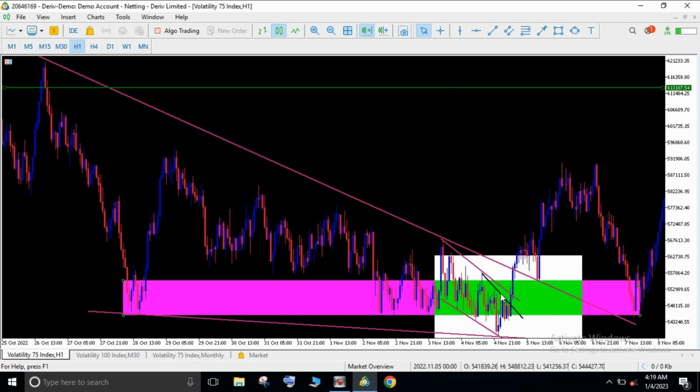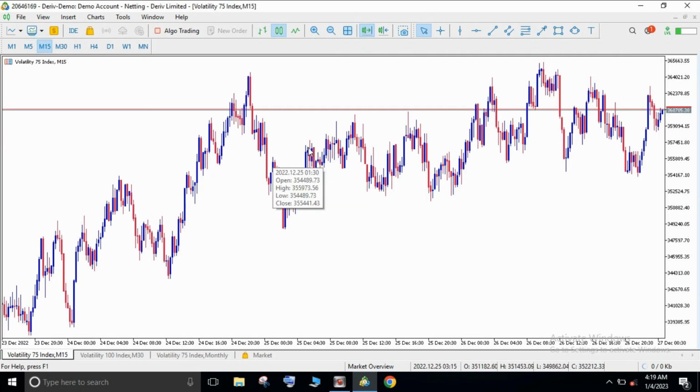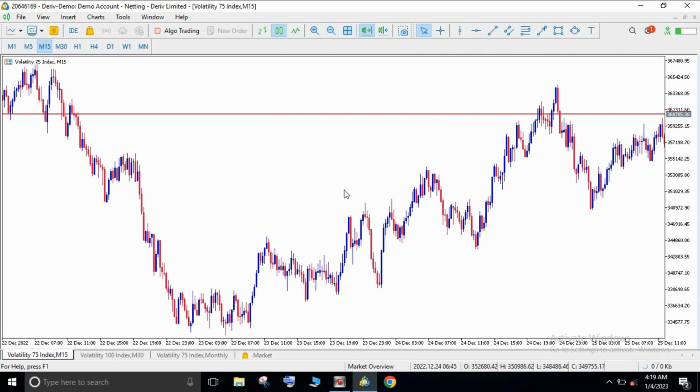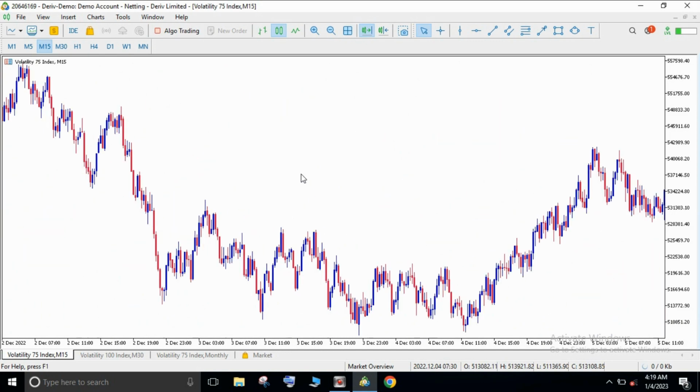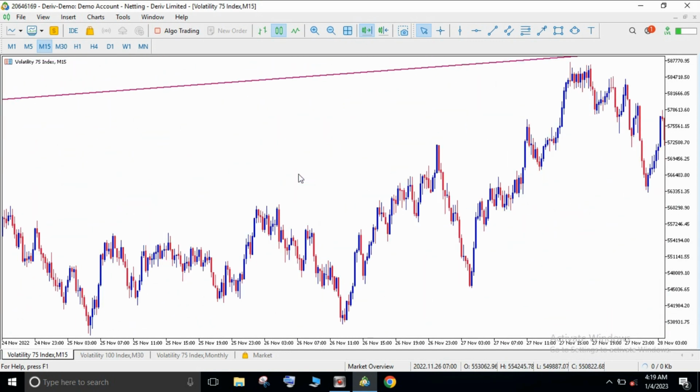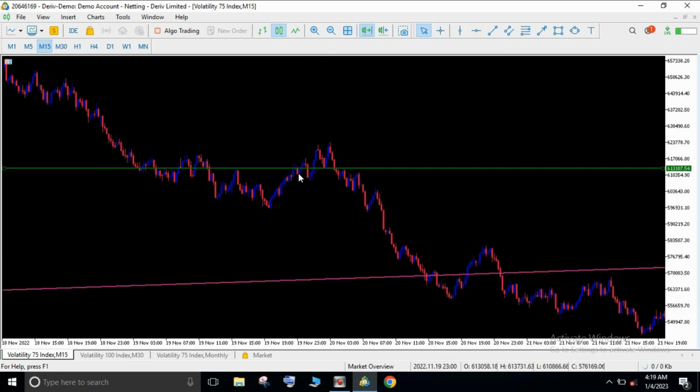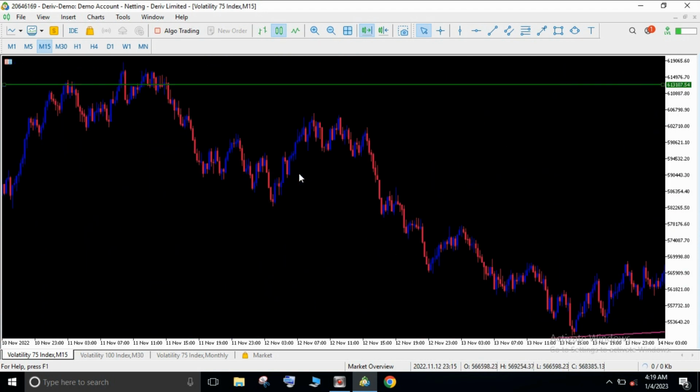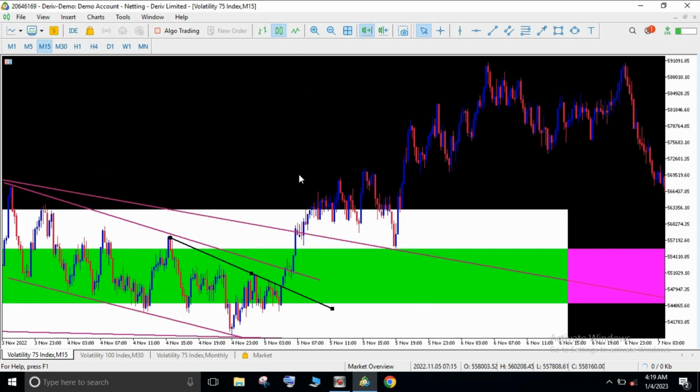So what do we have to do to get the counter-attack zone? The counter-attack zone, this is our zone, guys. Let us dive into the 15 minute chart. If you can't really master this sniper entry, guys, you will never make money from forex trading, guys.